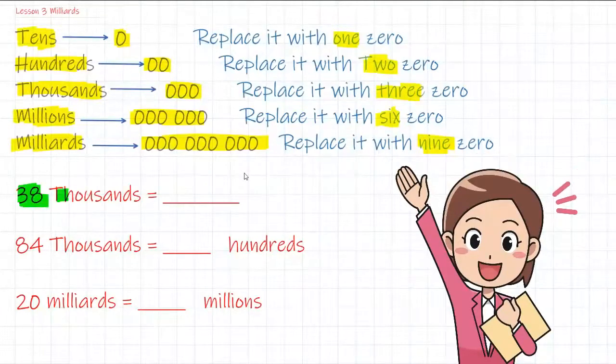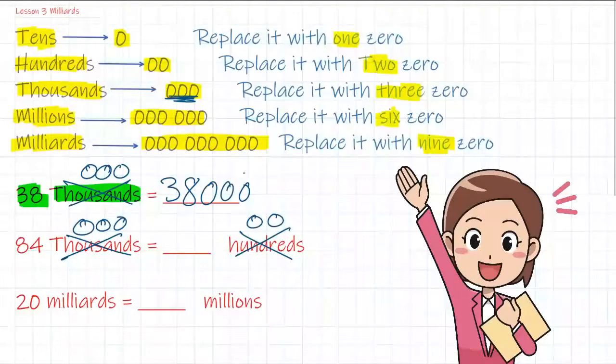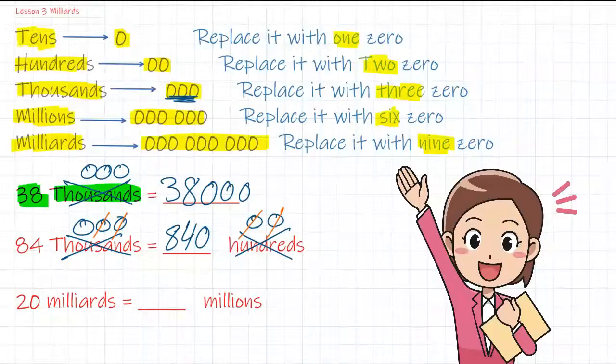We have 38,000, right? So cancel 1,000 here and write 3 zeros like that. And put the number 38 and the 3 zeros beside it. So that's our answer. Okay, the next one, we have 1,000 here, so replace it with 3 zeros, and we have 100 here, replace it with 2 zeros, and then cancel the number of zeros in the left side and the right side. So we have 0 here and 0 here, we have 0 here and 0 here, and then we have 84 remaining and 1 0, put it here. So our answer is 840. Okay, let's move to the next one.